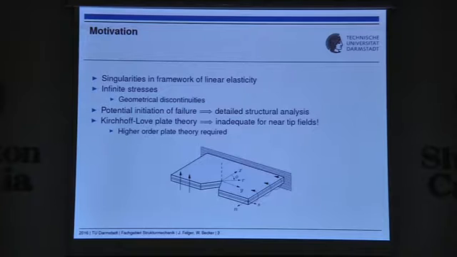So within the framework of linear elasticity, stress singularities may occur in different situations, for example at geometrical discontinuities, such as corners or sharp notches as depicted here. And due to these high stress concentrations, the initiation of failure or the crack initiation can be expected right there, and therefore a detailed structural analysis is necessary.